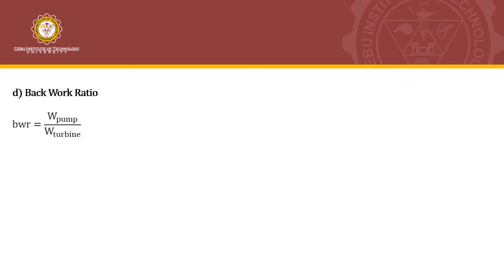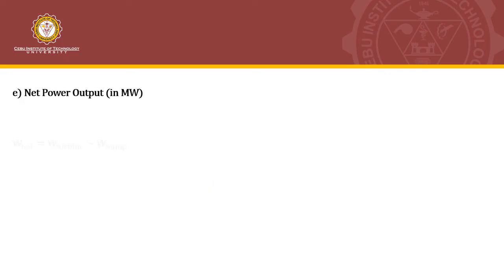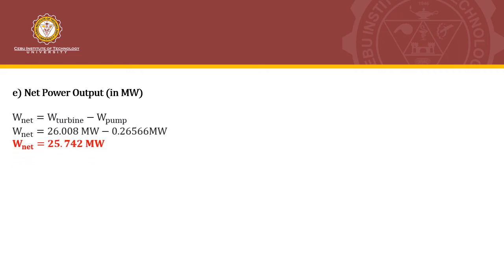The back work ratio can then be computed by using this relationship, substituting the values in megawatts for the pump and the turbine works. So the back work ratio is 1.02%. For the net power output, we simply find the difference between the work of the turbine and the work of the pump. So we get 25.742 megawatts. Be careful to convert the value for the pump work to megawatts so that we have the same units. So the plant power capacity is 25.74 megawatts.